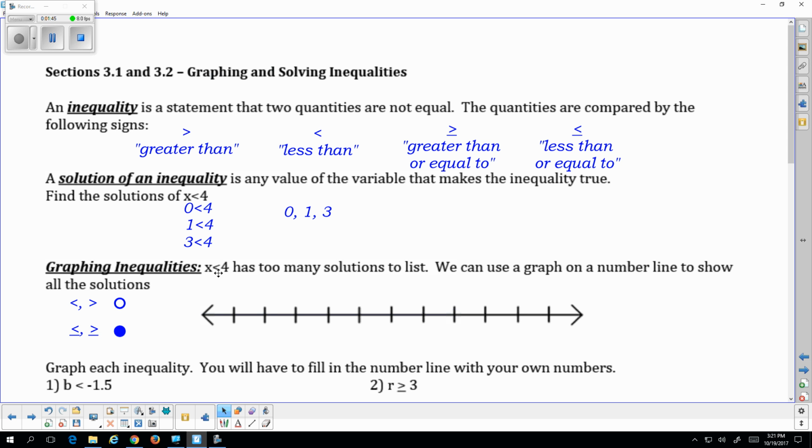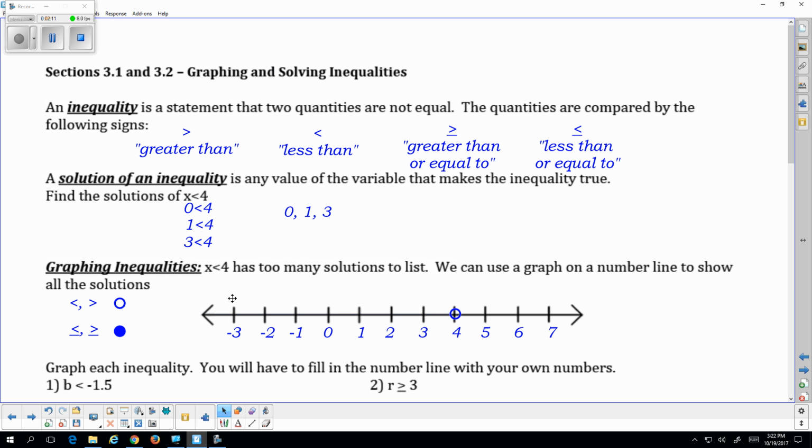So we have x is less than 4. Let's put some numbers on our number line here. Make sure 4 is somewhere in the middle. Doesn't have to be right in the middle, but it should be relatively near the middle. And at 4, well, let me ask you a question. Can 4 be a solution? Is 4 less than 4? No, 4 is not less than 4. So that's why we put an open circle there, because 4 doesn't work.